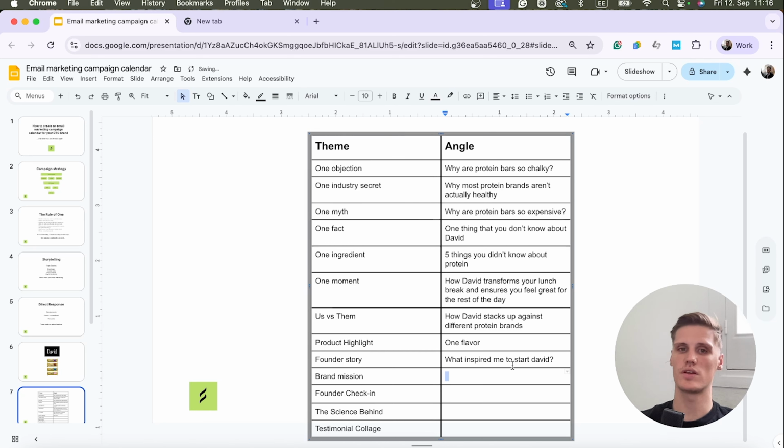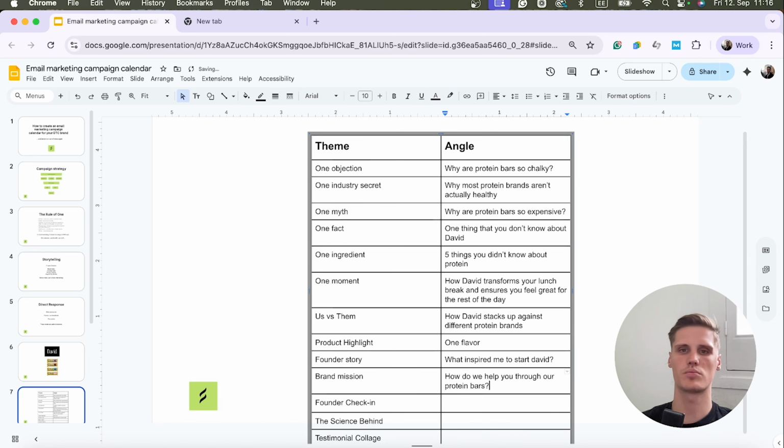Brand mission. So here in the founder story, you want to really focus on the problem and make it about the reader. So what kind of problem inspired me to start David? And you want to make it relatable. So essentially the reader is going through the same problem currently. Brand mission. So how do we help you through our protein bars? Do we help you, for example, lose fat or just live a healthier lifestyle?